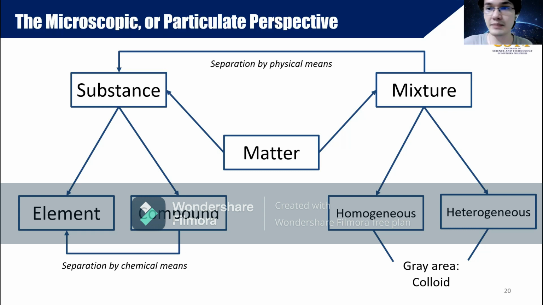Then we can separate substances from mixtures through physical means. For example, filtration, condensation, and other methods that can be employed. An example of chemical means is combustion, or we react it in such a way that we get the element that we want.